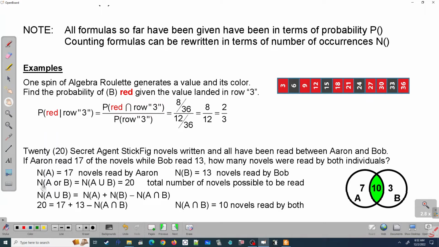So here I would have gone: the number of A or B, which in this case is 20. Either Aaron read this book or Bob read this book, and remember, it could be Aaron and Bob, and that's a place for that literally right here. So 20 equals the 17 books that Aaron read plus the 13 books that Bob read. Now I just subtract the overlap because you can't read 30 books when only 20 were made, so then 10 had to be read by both. So you don't have to guess the Venn diagram, you can actually compute it out.